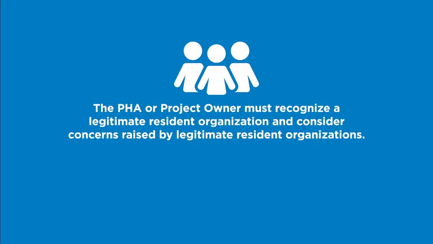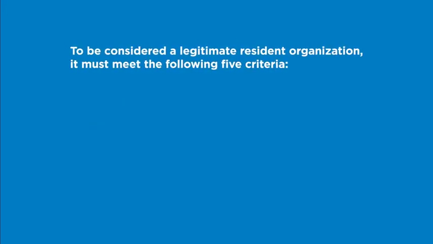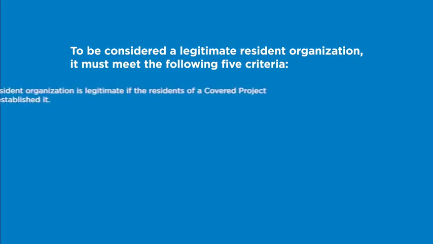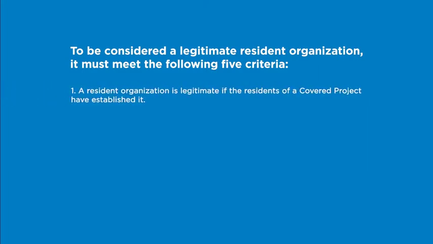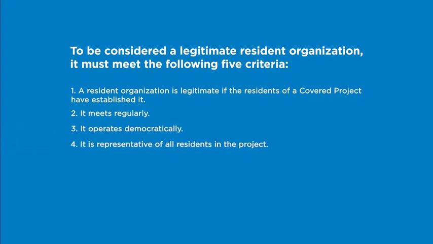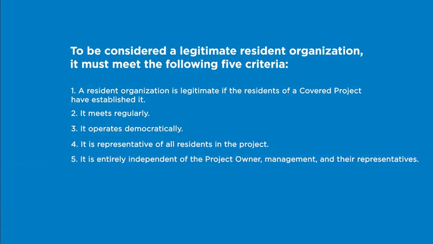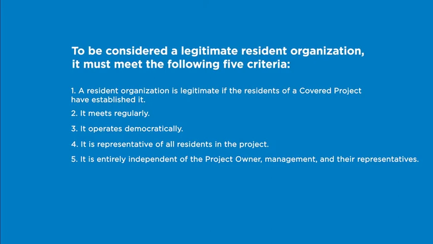The PHA, or project owner, must recognize a legitimate resident organization and consider concerns raised by legitimate resident organizations. To be considered a legitimate resident organization, it must meet the following 5 criteria. 1. A resident organization is legitimate if the residents of a covered project have established it. 2. It meets regularly. 3. It operates democratically. 4. It is representative of all residents in the project. 5. And is entirely independent of the project owner, management, and their representatives.